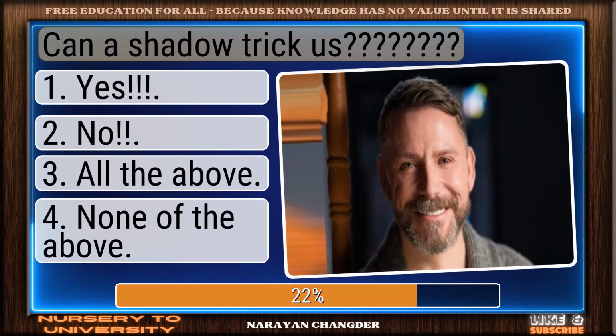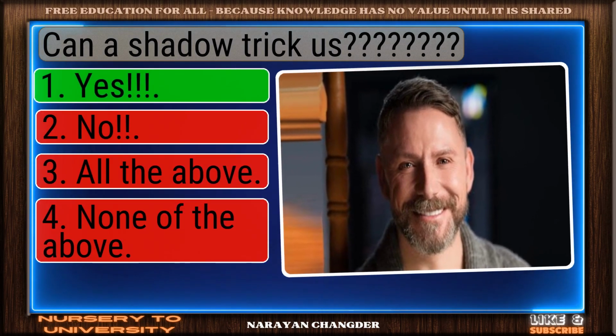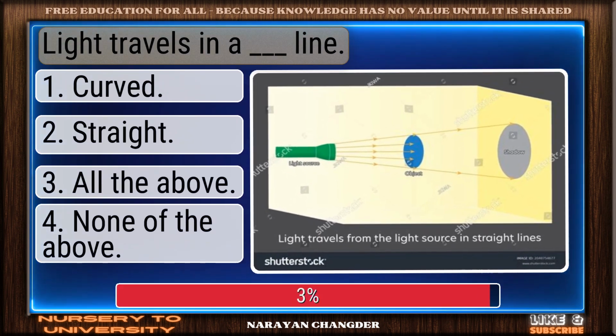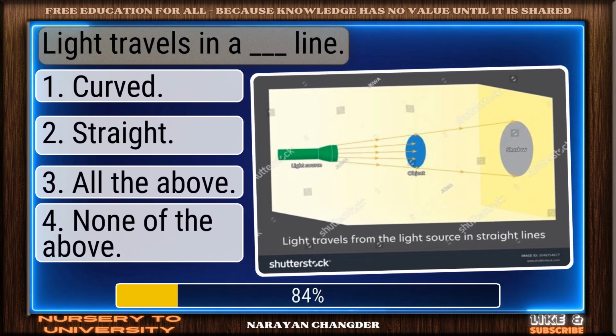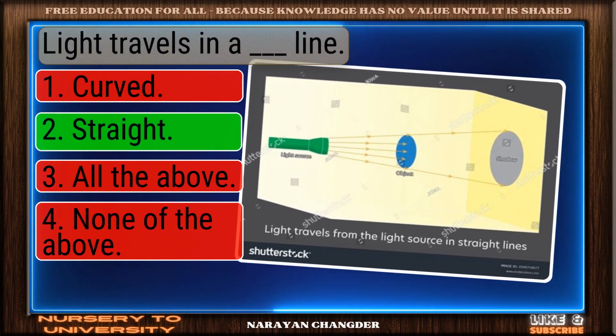You chose yes, and it is correct. Light travels in a dashed line. Great job. Straight is the accurate answer.